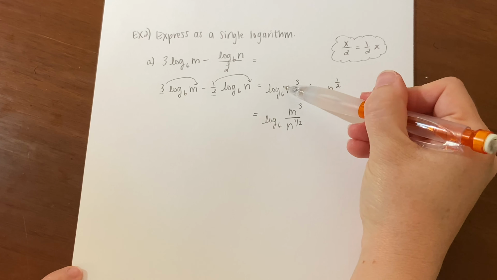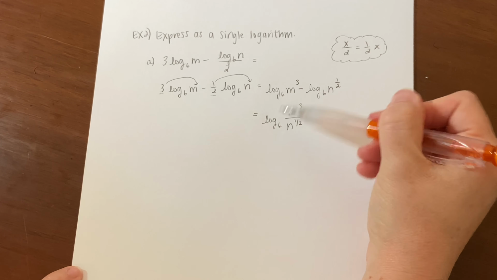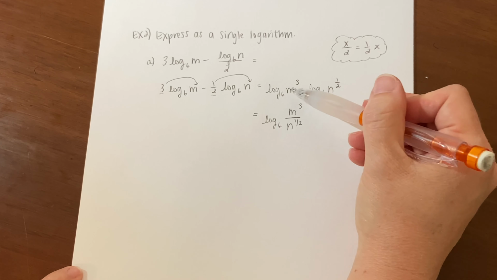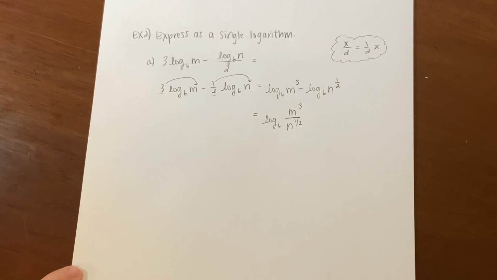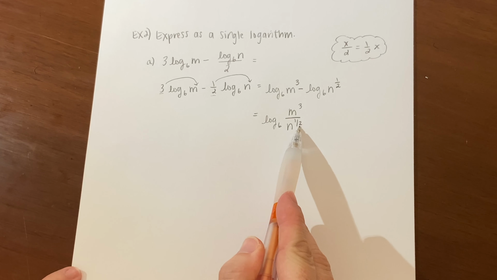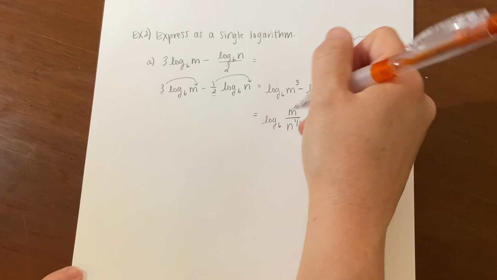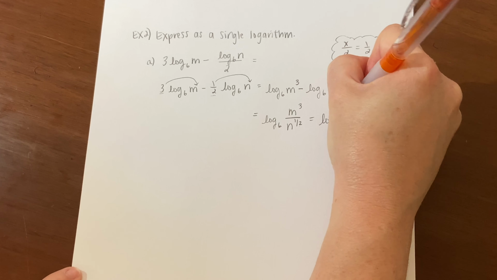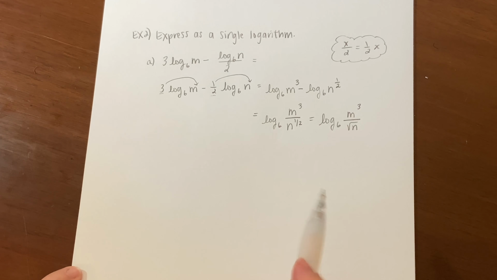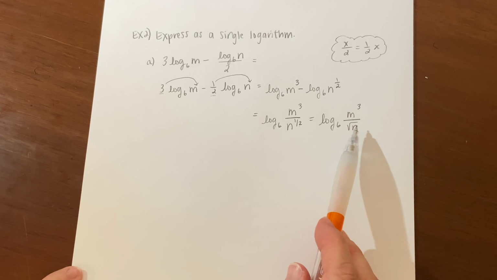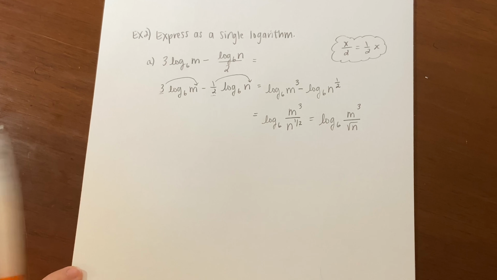All right, so I condensed from 2 logs down into 1 log. They were separated by subtraction. Now they become a division problem. One more thing you can do here that you'll see your textbook do: your textbook will take this one step further and rewrite this rational exponent into radical form, making it m cubed over the square root of n. Because remember, n to the 1/2 power and the square root of n mean the same thing. They're interchangeable.